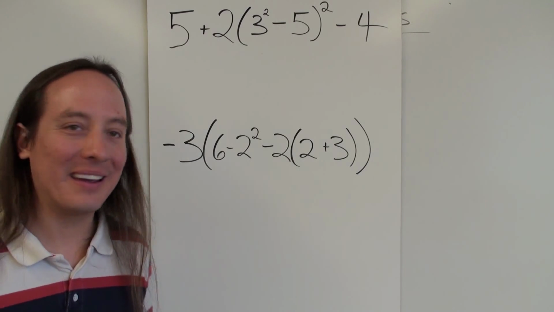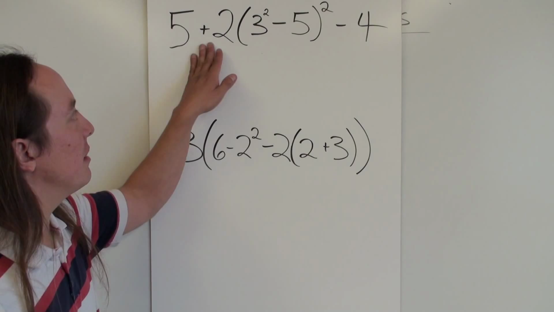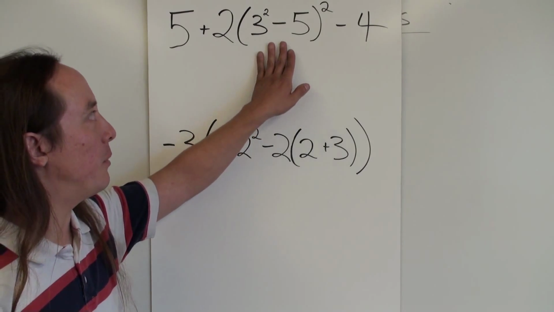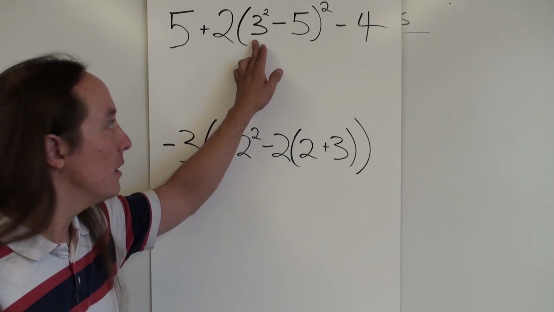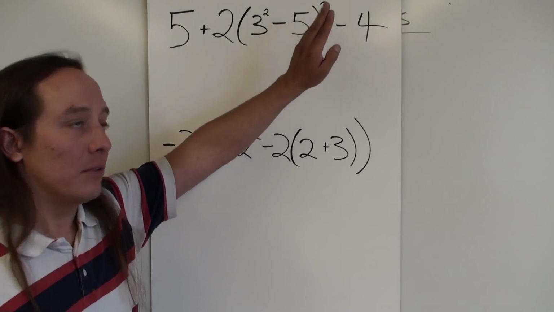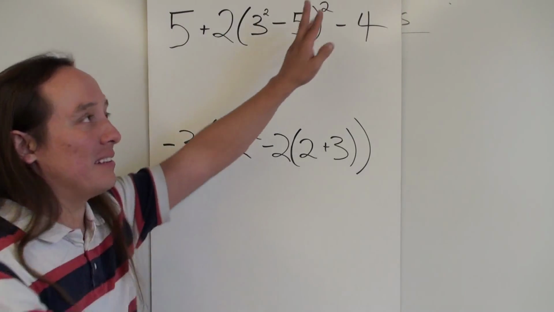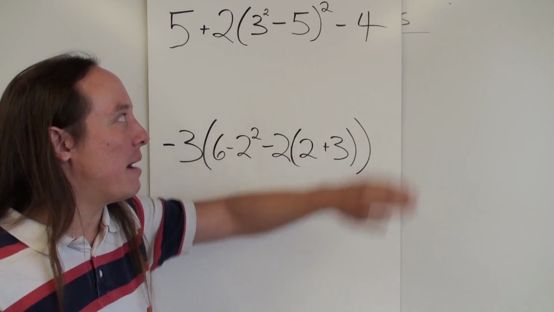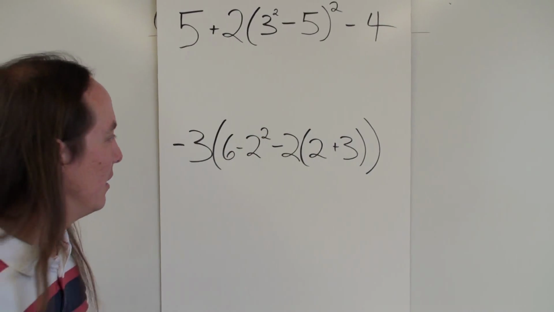It's okay, I'm going to be right here anyway, okay? So this one basically says 5 + 2, and then inside parentheses I have 3 squared minus 5. The parentheses, close parentheses, squared, minus 4. That's the first one, okay?